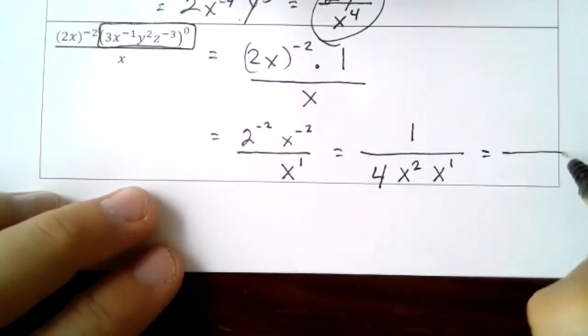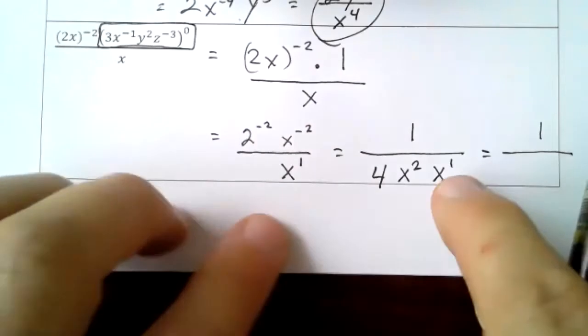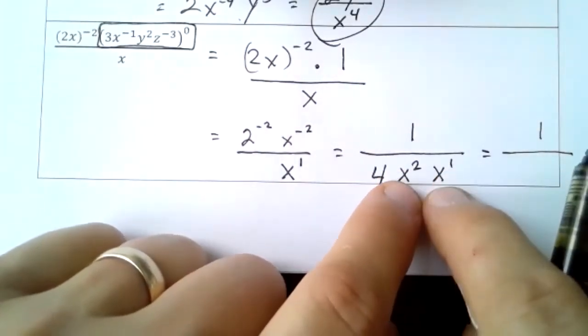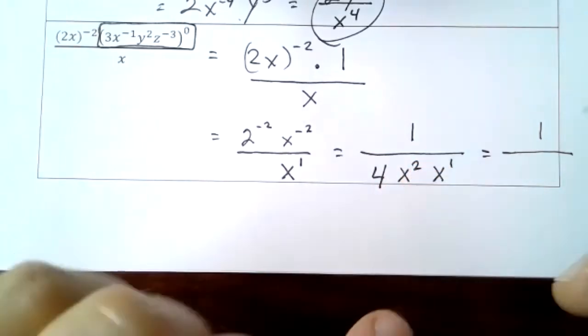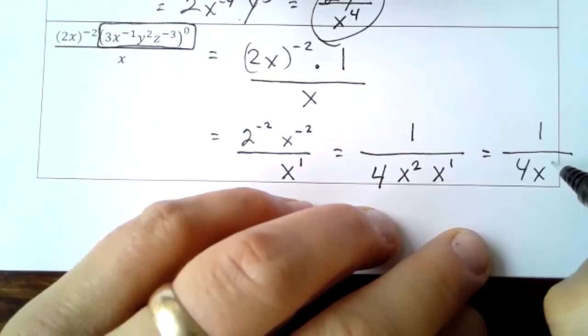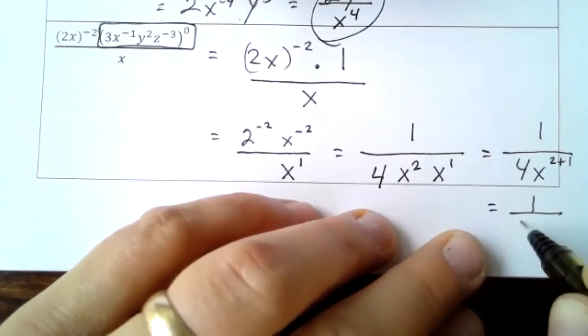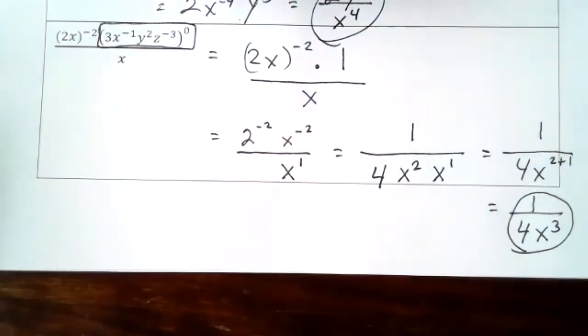And this right here is almost through. All we have to do is deal with these two parts here. This is adding exponent situation here. So we're going to say 4 times x to the 2 plus 1. That is 1 over 4 x to the 3rd power. And there's the answer. Okay.